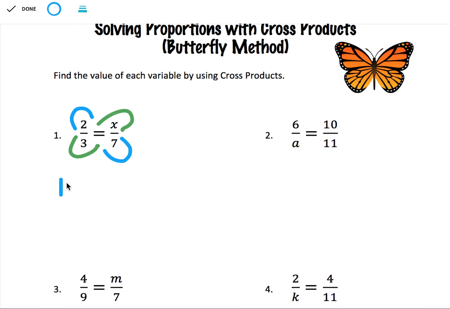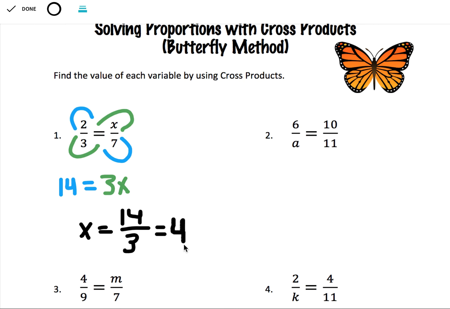So the blue wing that's complete, we have 14, 2 times 7. The green wing, we have 3 times x, so 3x. And now we can divide 14 by 3 and get x equals 14 over 3, which equals 4 2/3.